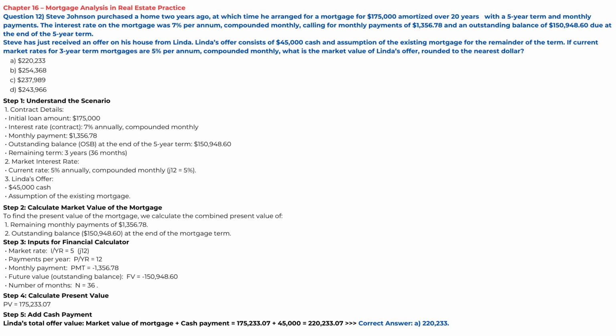Step 4. Calculate present value. PV equals 175,233.07. Step 5. Add cash payment. Linda's total offer value of mortgage plus cash payment equals 175,233.07 plus 45,000, which is 220,233.07. Correct answer A, 220,233.